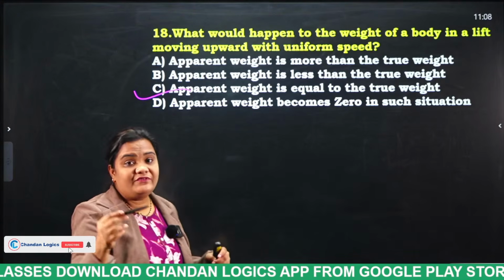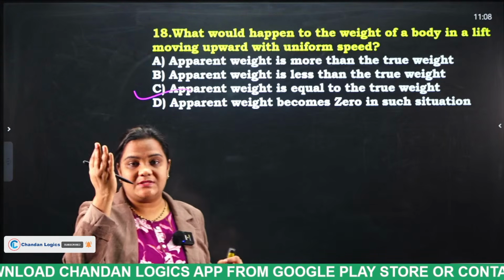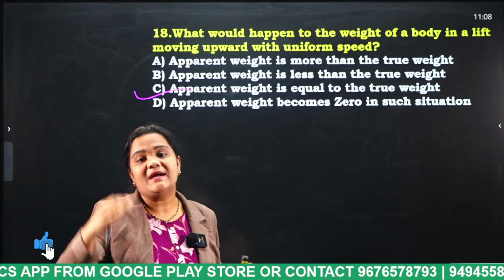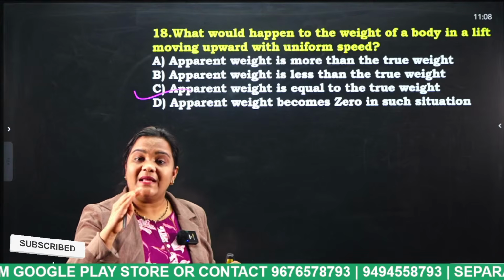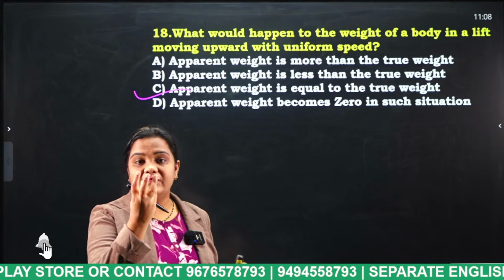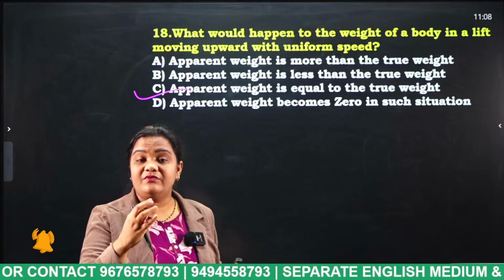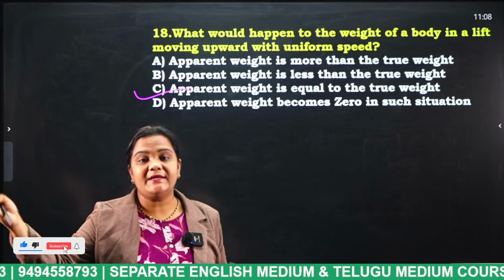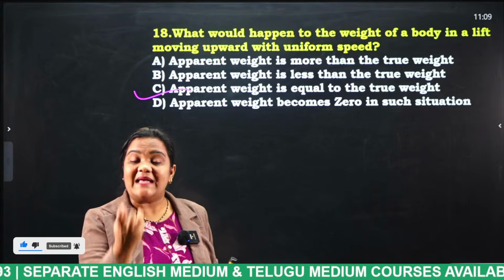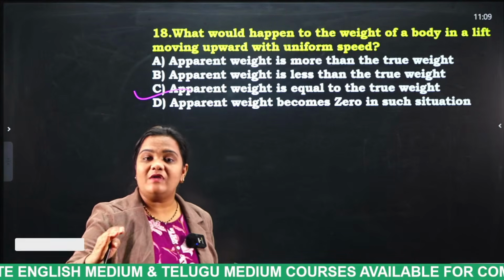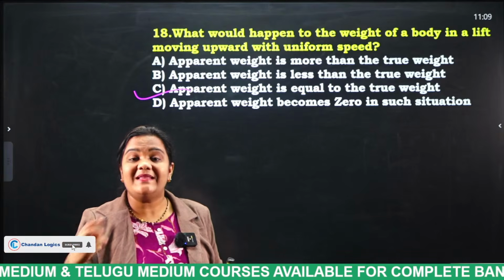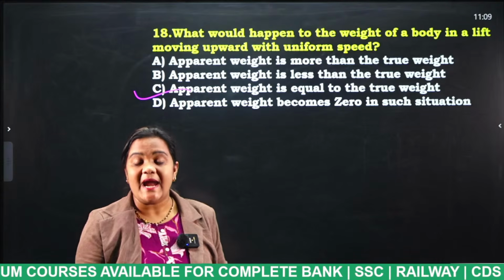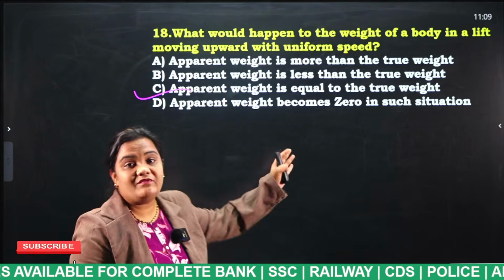When the lift accelerates upwards, his apparent weight will be more than the true weight. When the lift accelerates downwards, his apparent weight will be less than the true weight. When the cable breaks, suddenly he falls, right? At that time, his apparent weight will be 0.